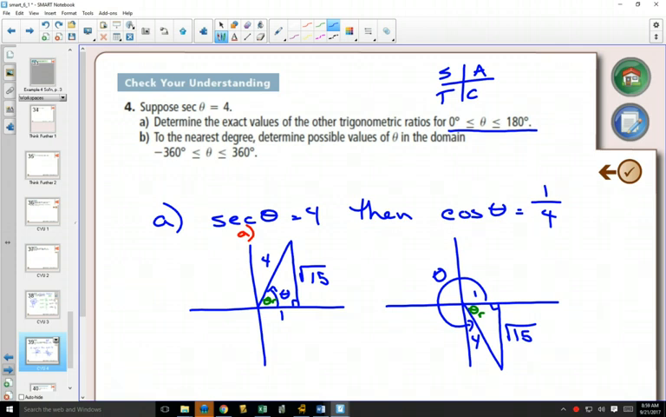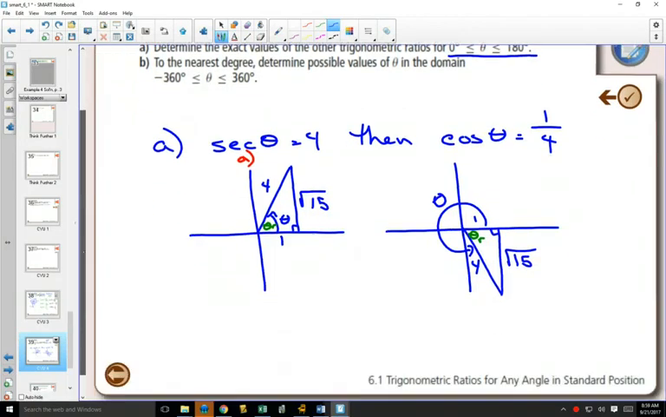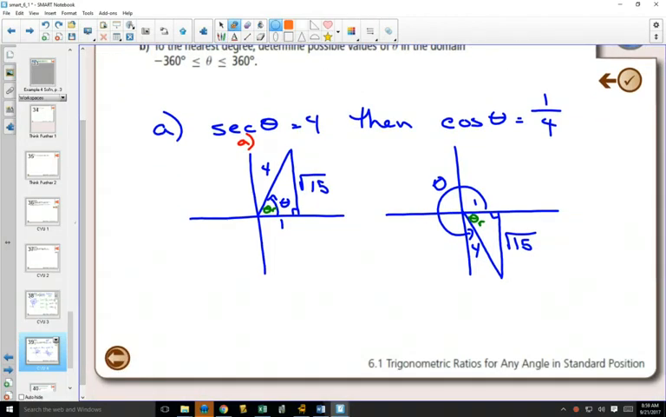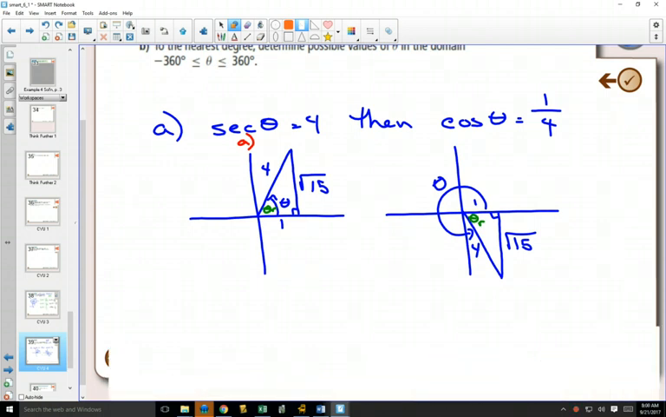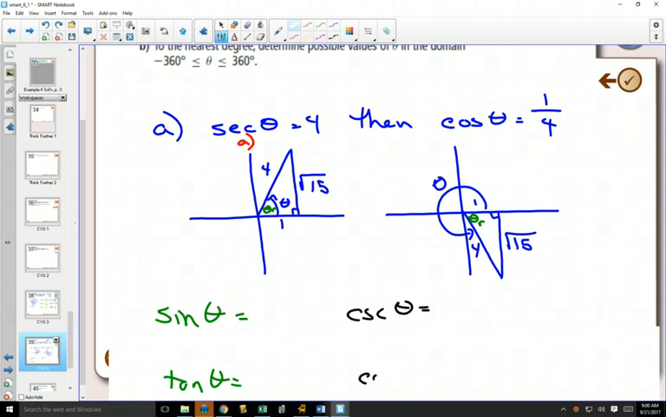You have your triangle labeled. Can we find the other trig ratios? Which ones haven't we done? We haven't done sine and tan or their reciprocals. So if I write, what's sine of theta going to equal? What's tan of theta going to equal? And the reciprocals, what's cosecant of theta going to equal? And cotangent of theta.